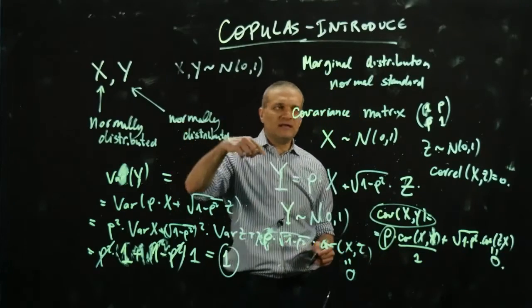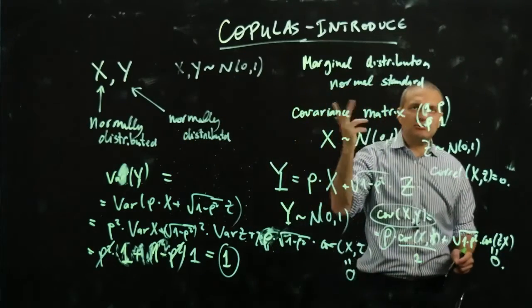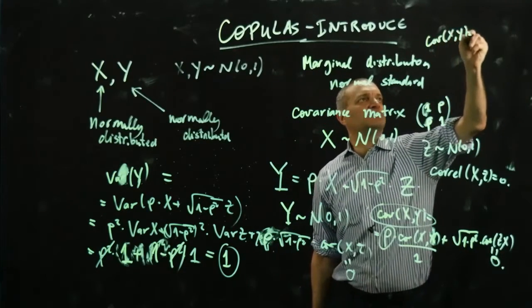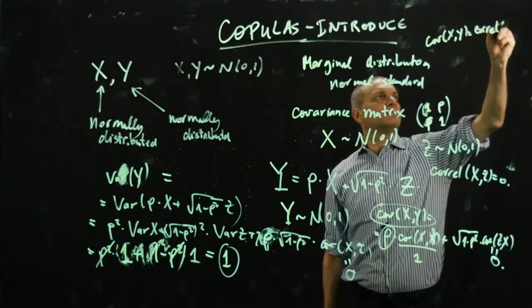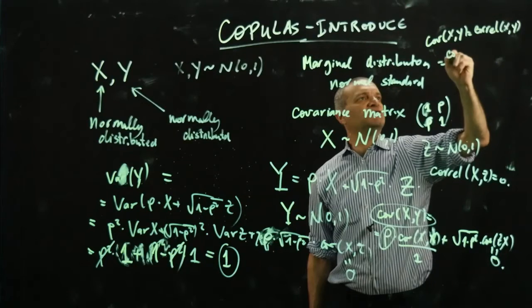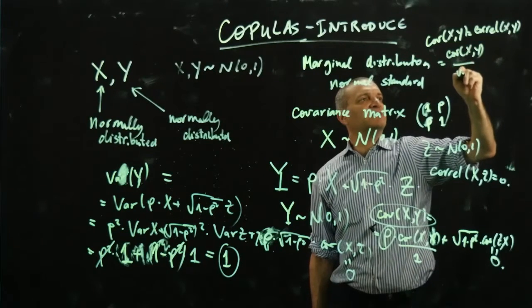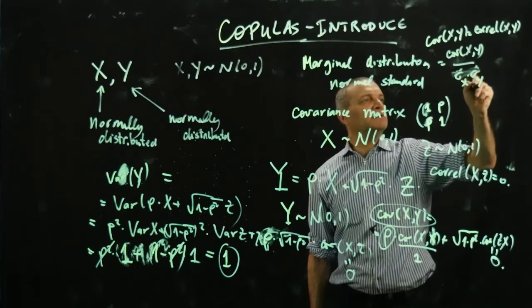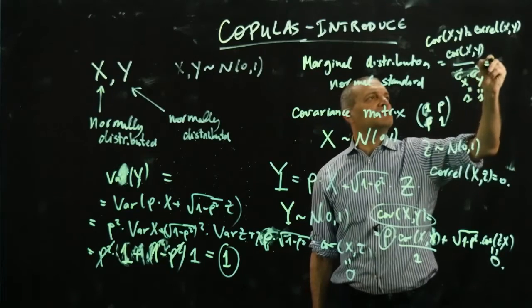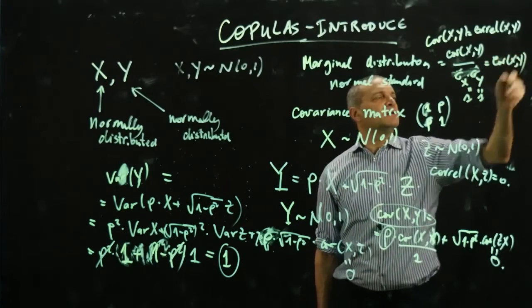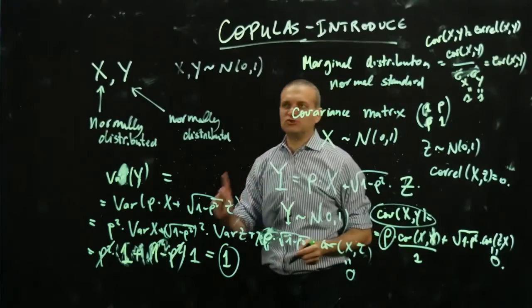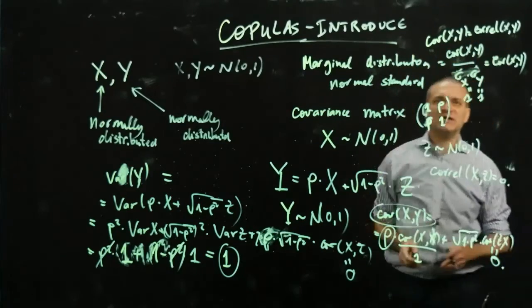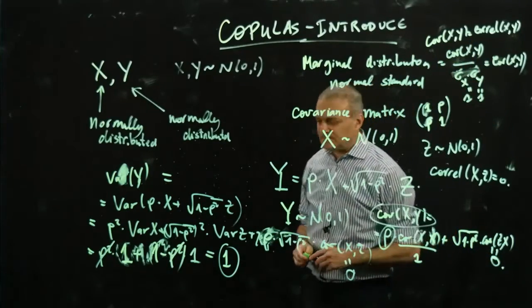Now, because X and Y are standard normals, the covariance of X and Y equals the correlation of X and Y. Why is that? Because the correlation is the covariance of X and Y divided by sigma X times sigma Y. Both of them are 1, so it's just the covariance of X and Y. So for standard distributions, and only for standard distributions, the covariance of X and Y equals the correlation of X and Y.